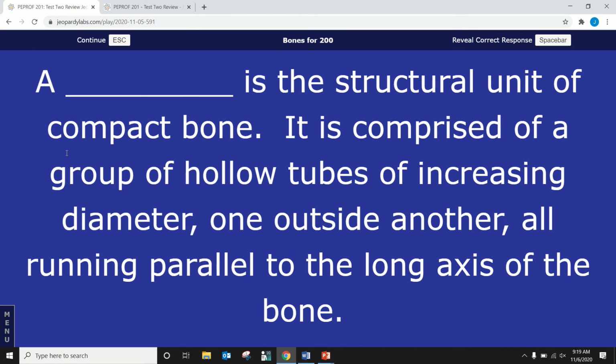All right, a blank is the structural unit of compact bone. It's comprised of a group of hollow tubes increasing in diameter, one outside of the bone. And it starts with an O, if that's helpful. It may not be.